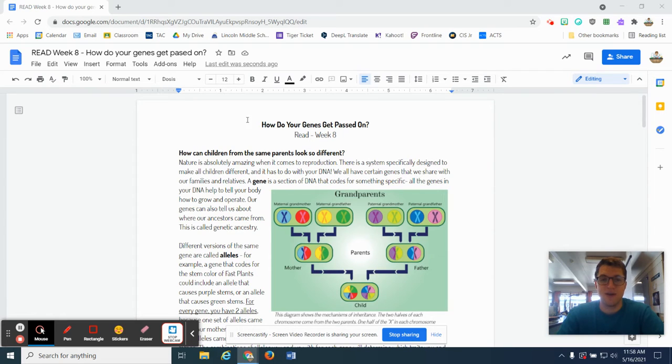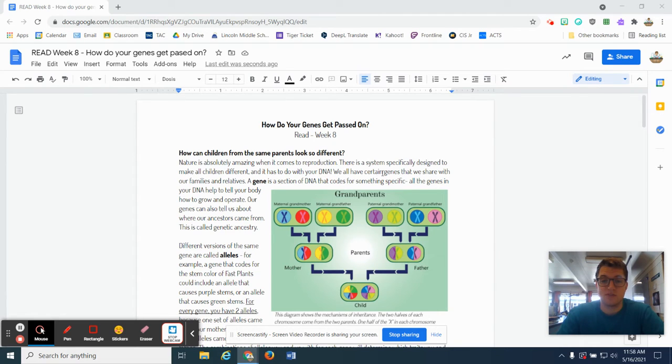All right, this one is about how your genes get passed on. How can children from the same parent look so different? Nature is absolutely amazing when it comes to reproduction. There is a system specifically designed to make all children different, and it has to do with your DNA.